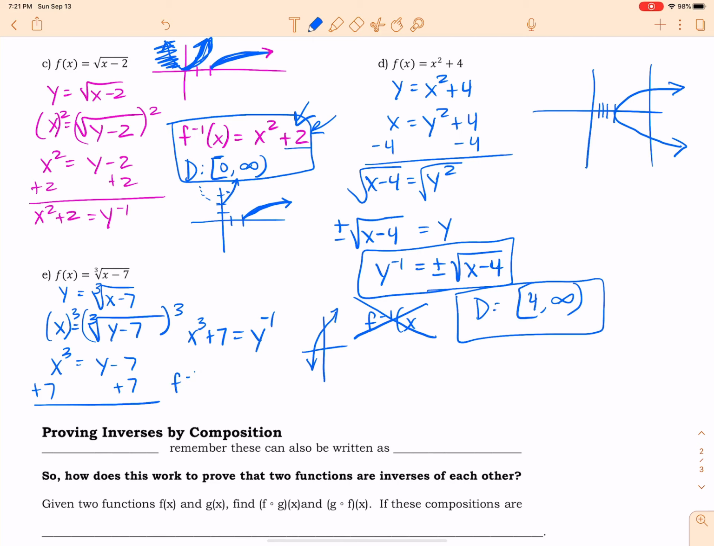So this is a function, and because we know the parent of x cubed looks like this right here and just moved up 7, my domain consists of all real numbers. Excellent.